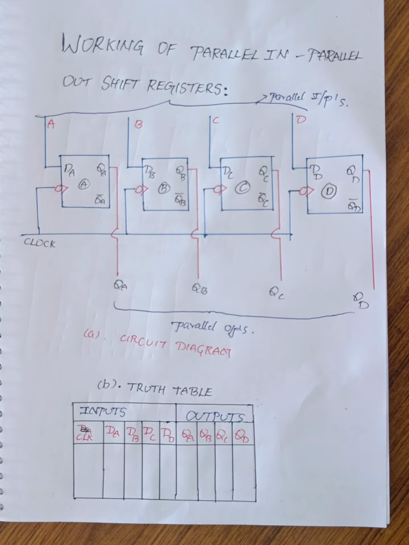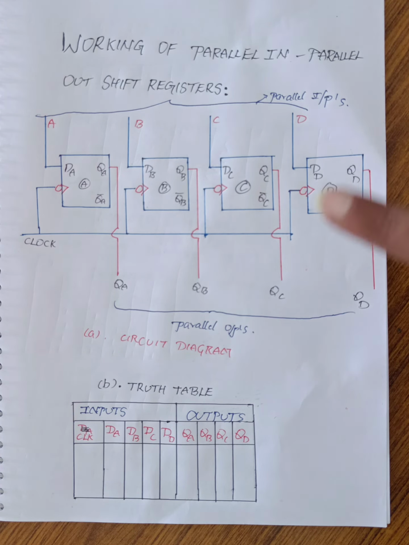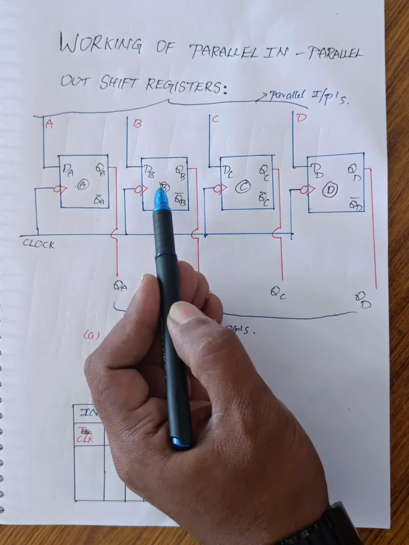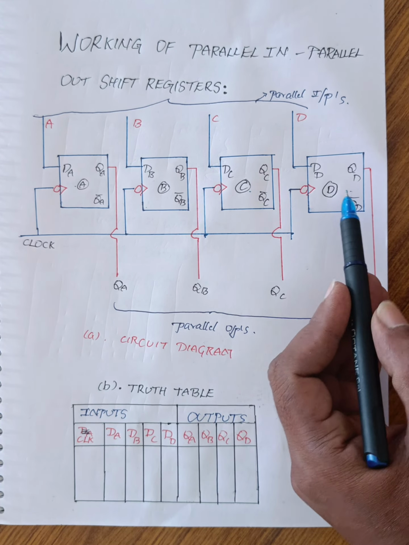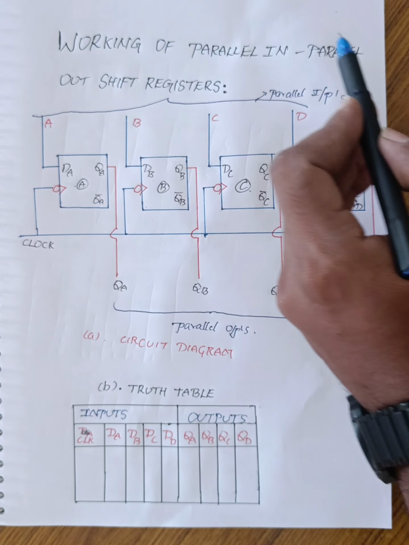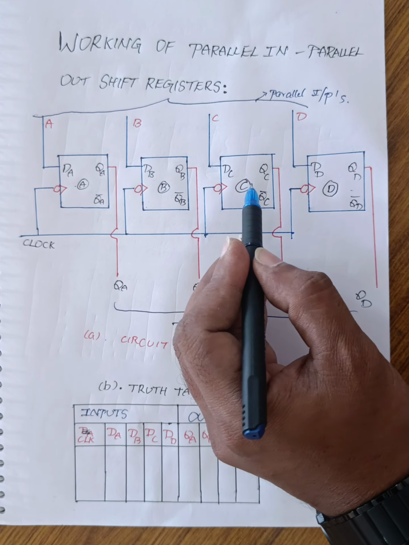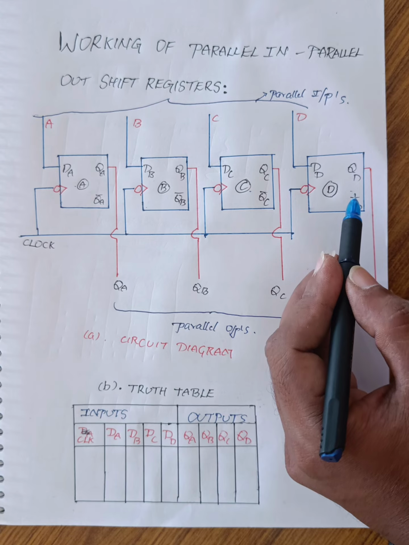Generally in registers we are using D type flip-flops only. Why are we using D type flip-flops? A D flip-flop simply transfers input data to the output. When we are giving 0, output is also 0. When we are giving 1, output is also 1. So here I am taking first flip-flop, second flip-flop, third flip-flop and fourth flip-flop. For a 4-bit parallel in parallel out register, we have to take 4 D flip-flops: D flip-flop 1, D flip-flop 2, D flip-flop 3 and D flip-flop 4.